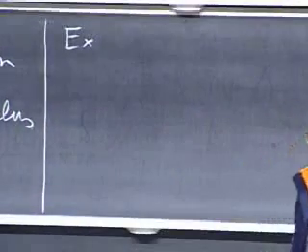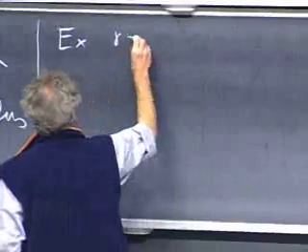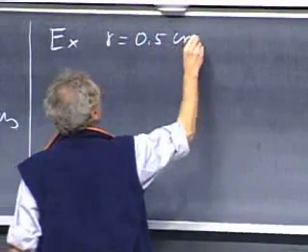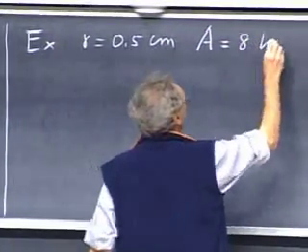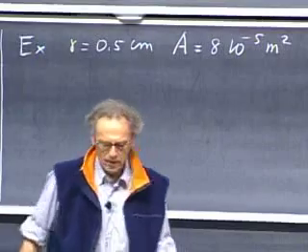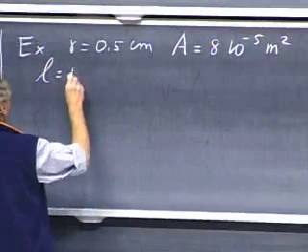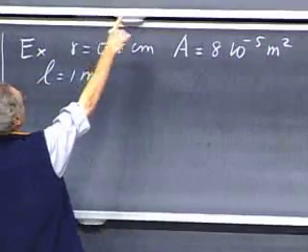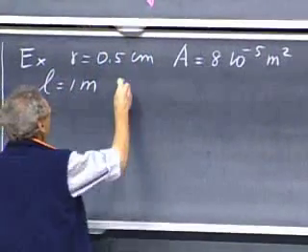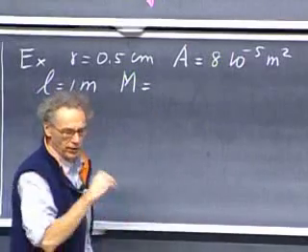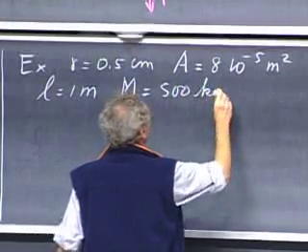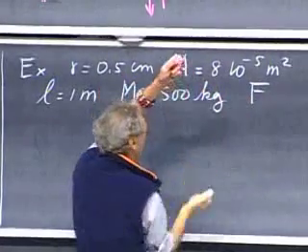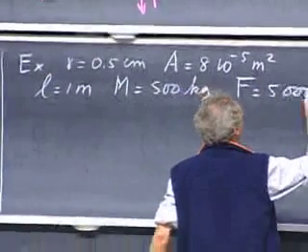I can take a rod with a radius r, which is 0.5 centimeters. That would give me a cross-sectional area of 8 times 10 to the minus 5 square meters. So a centimeter thick, the rod. I make it very simple. I make the length 1 meter. And I hang on the rod at the bottom a mass m, which let's say is 500 kilograms. Yes, I want 500 kilograms. In other words, the force which I pull on the rod is about 5,000 newtons.